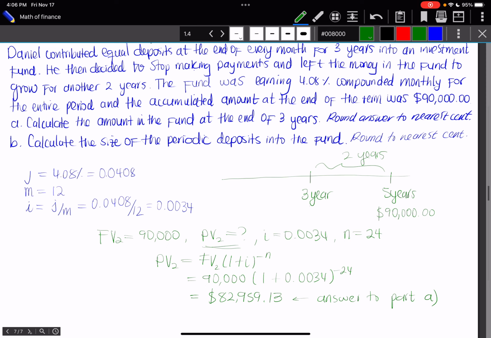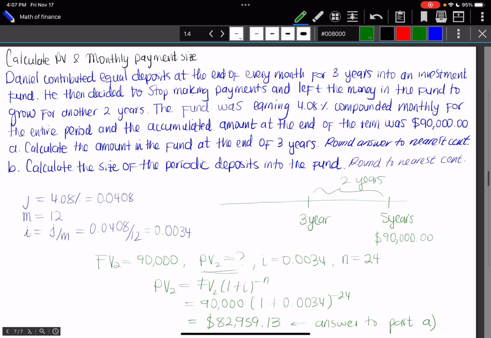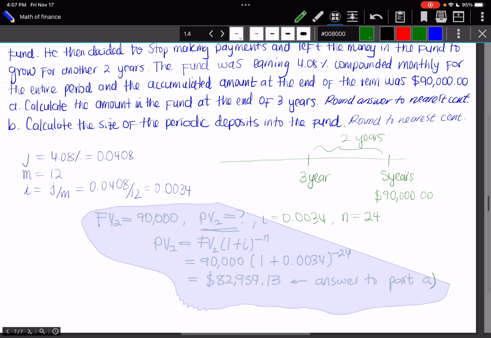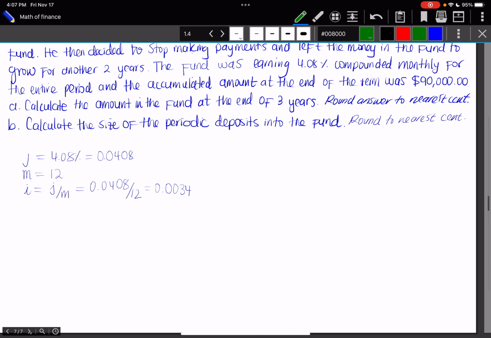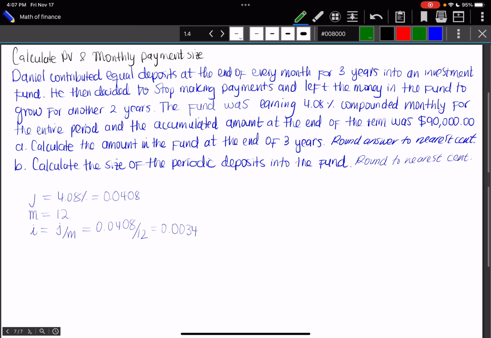In part B, we want to calculate the size of the periodic deposits into the fund, the deposits that Daniel was contributing at the end of each month. So let's erase what we have here. And we keep that answer to part A in mind. And let's see what happens. Let's see what we use to compute the size of the periodic deposits.